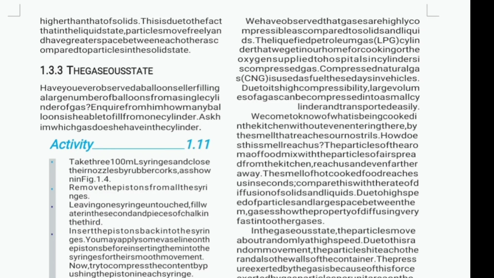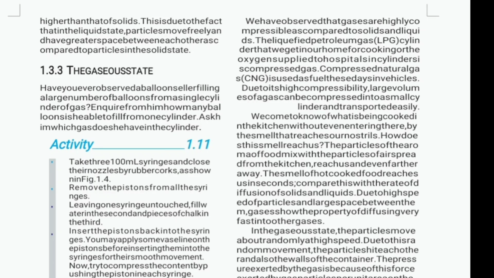The liquefied petroleum gas, LPG, cylinder that we get in our home for cooking, or the oxygen supplied to hospitals in cylinders, is compressed gas. Compressed natural gas, CNG, is used as fuel these days in vehicles. Due to its high compressibility, large volumes of a gas can be compressed into a small cylinder and transported easily.